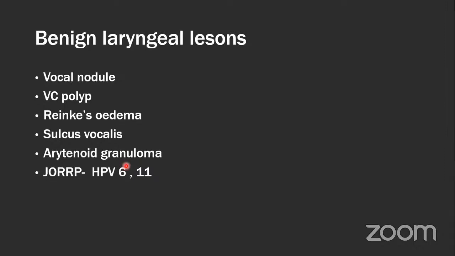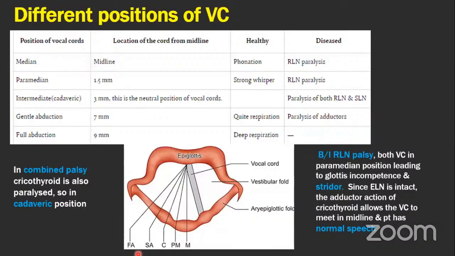But in leprosy, it is knob-like epiglottis. Okay, don't get confused. Turban epiglottis in tuberculosis, knob-like epiglottis in leprosy. Okay, right. So, these are some of the benign laryngeal lesions. Next is different positions of vocal cords.